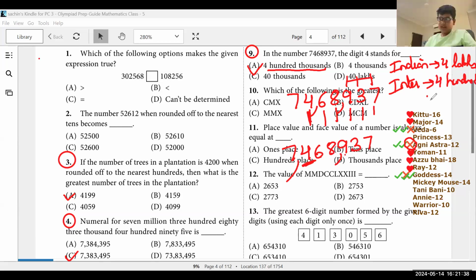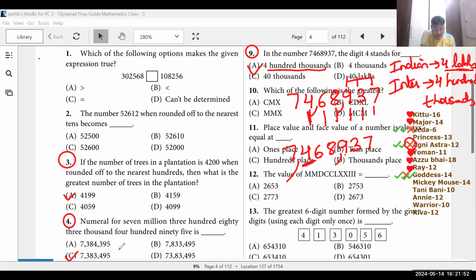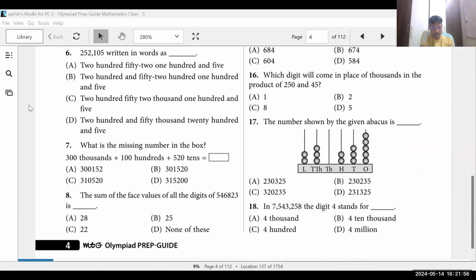Yes. So, we have 400,000s in our options, but not 4 lakhs. That is why my answer would be what? A. So, we will do 16, 18. So, do the 7th, 8th, 18, and 16.